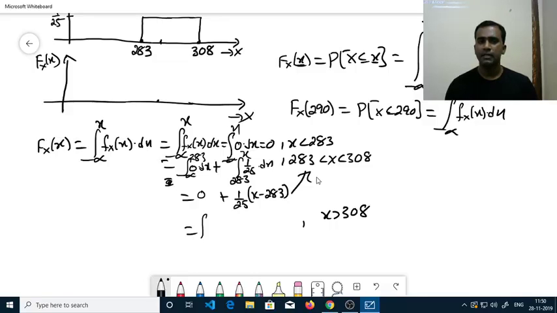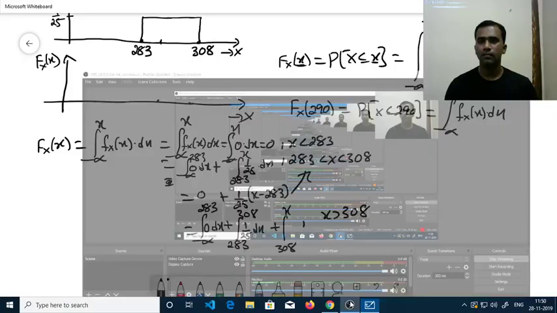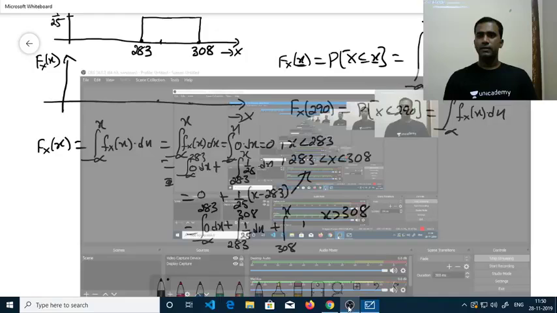So let me divide the limits into minus infinity to 283, plus integration from 283 to 308, plus integration from 308 to x. Because x is a value greater than 308, I am dividing into 3 limits, because if I want to substitute into the equation, I have to divide into limits like this. So in this region the PDF value is 0, and in this region the PDF value is 1 by 25 dx, and in this region the PDF value is 0 again.